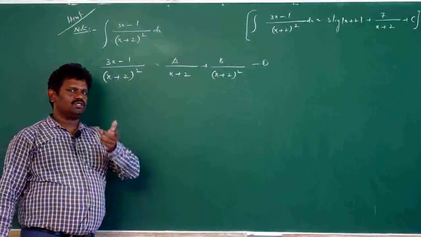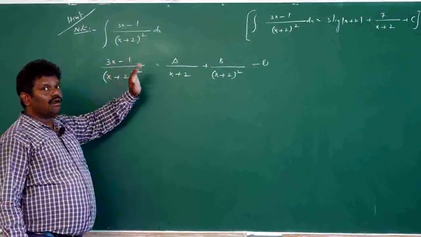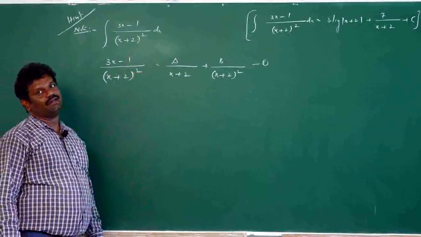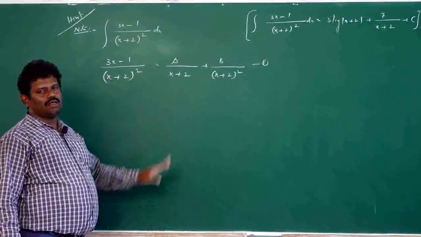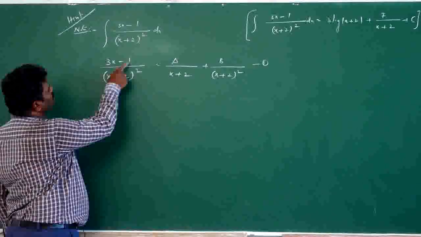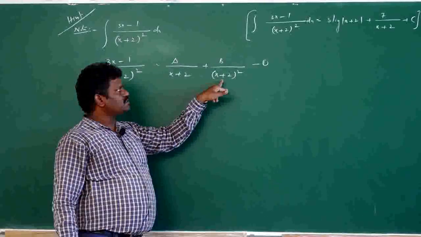In my previous question I explained the shortcut method for when one repeated and one linear factor are given. But here only a repeated factor is given. How do we find the a value and b value in the shortcut method? First, what we have done: (3x - 1)/(x + 2)^2 = a/(x + 2) + b/(x + 2)^2.